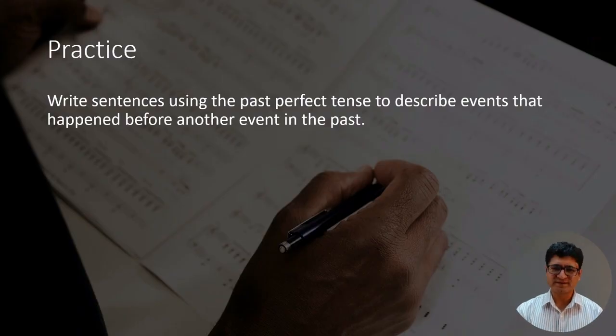Let's do one more exercise. So what you will do now, you will write sentences using the past perfect tense to describe events that happened before another event in the past. So think carefully, make at least 10-15 sentences. You can write in the comment box, and then I hope you learn something. If there is any question or any confusion, please don't hesitate to ask.